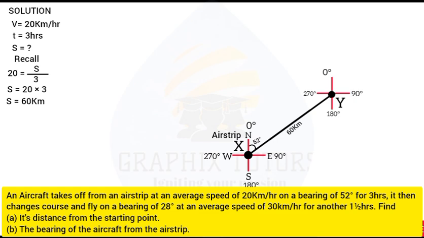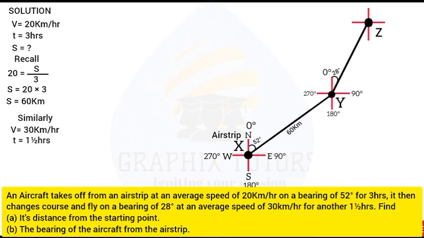Now the next thing is, the question moves further. It says, it then changes course and flies on a bearing of 28 degrees at an average speed of 30 km per hour for another 1.5 hours. So the most important thing here is 28 degrees. So you come to this point Y here, and we are going clockwise. So this is your 0. A little bit away from your 0, an angle of 28 degrees, to the next point, which is Z. So that is the 28 degrees we have there.